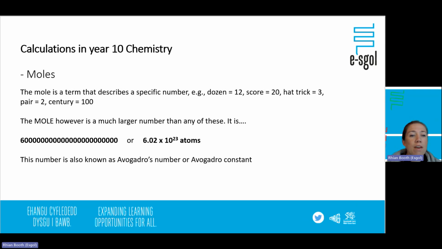Okay. The mole, however, is a much larger number than any of these, and it is, as we can see below. Now that is 6 followed by 23 zeros. Okay. Or, because that's quite hard to write out each time, we could write it as 6.02 times 10 to the 23. And that's how many atoms there are in a mole. This number is also known as Avogadro's number or the Avogadro constant. So you may see it written as this too. So let's have a look at some examples of calculations involving moles.